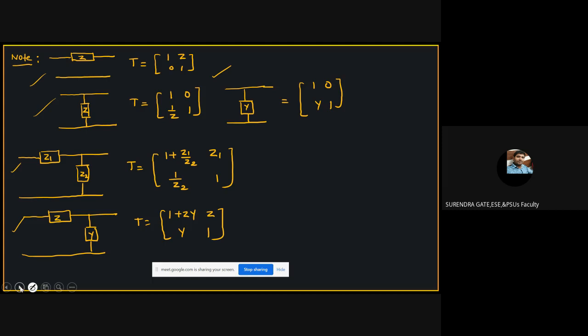Next, one more note point. To solve the different models of questions, these observations are important. For example, this is a transformer. This is an ideal transformer.